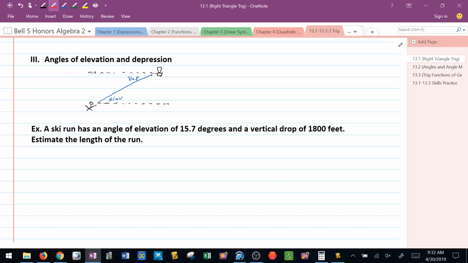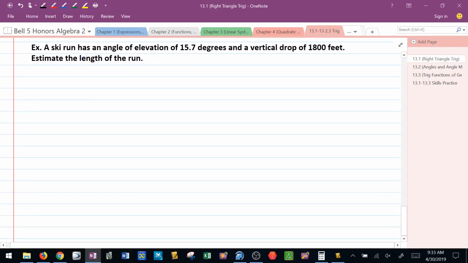Now, what most of you should recognize, because my lines of sight were parallel lines, I know that the angle of depression from the balloon and the angle of elevation for myself should be congruent angles. Two parallel lines cut by a transversal, alternate interior angles are congruent. This tool is helpful sometimes. So let's look at a scenario here. A ski run has an angle of elevation of 15.7 degrees and a vertical drop of 1,800 feet. Estimate the length of the run.